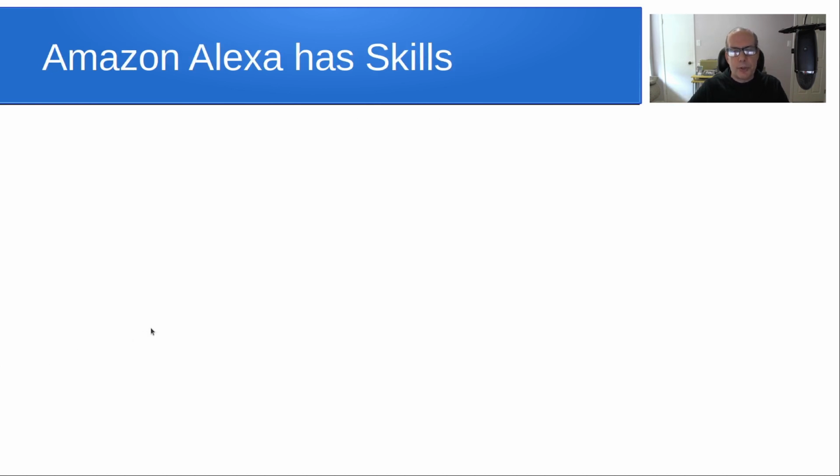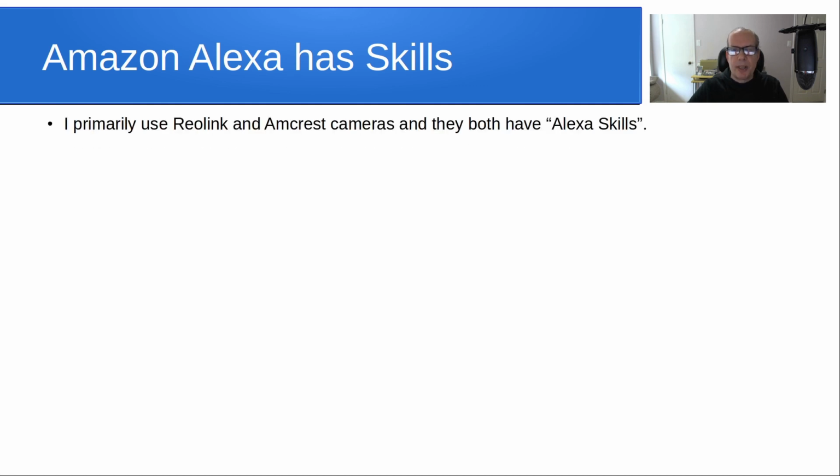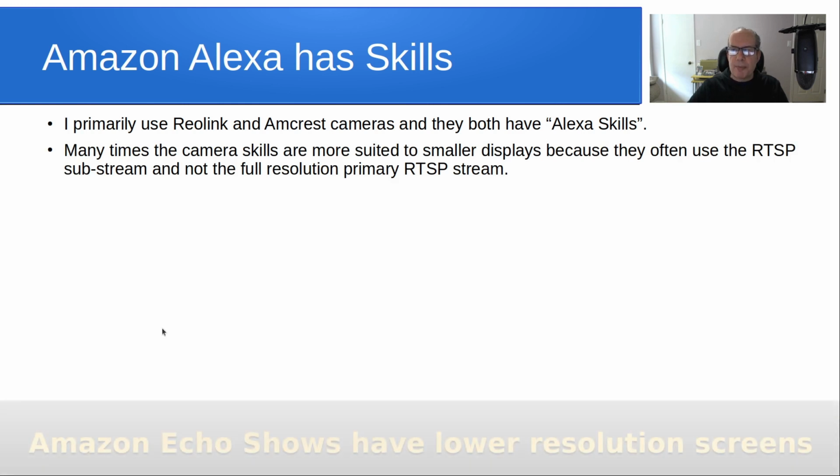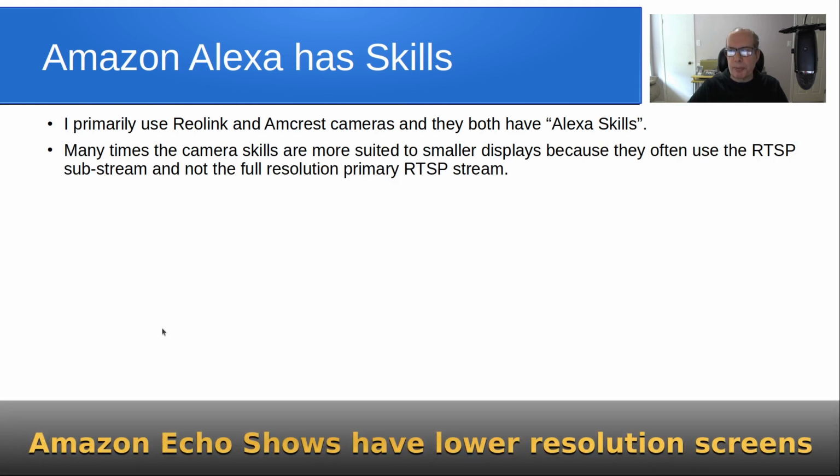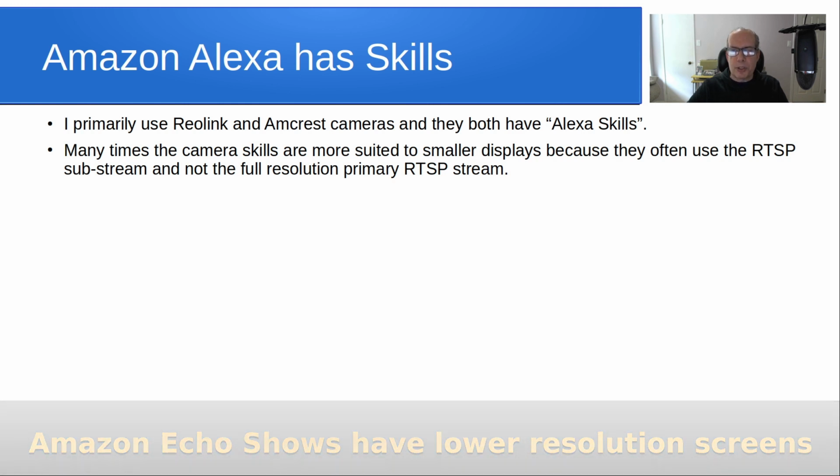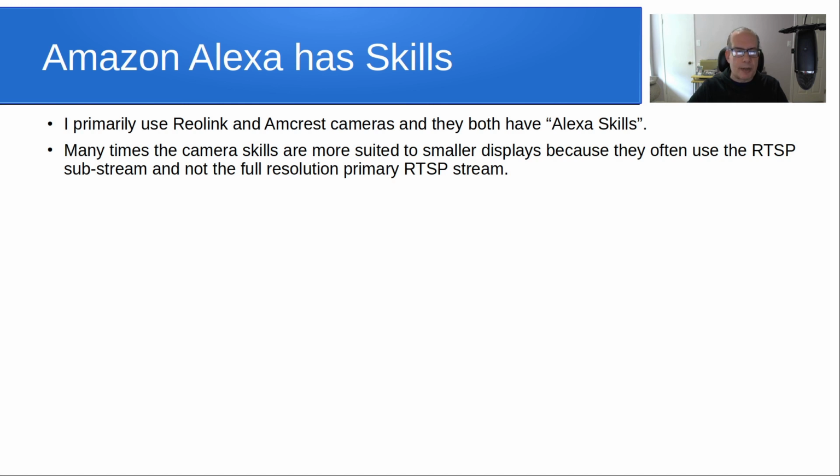Those of you who have used cameras in conjunction with Amazon Echo devices know that Amazon Alexa has skills. I primarily use Reolink and Amcrest cameras, and they both have Alexa skills that you can enable for those brands of cameras as well as many others. Many times the camera skills are more suited to smaller displays like the Amazon Echoes because they often use the RTSP substream and not the full resolution primary RTSP stream offered by higher resolution cameras.